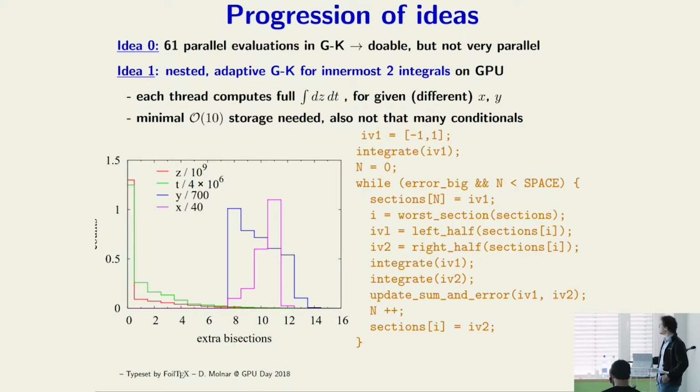You take a section, you have a list of sections, you find the section with the largest error, you halve it, take its left half and right half, do integrals over those, and update your sums and errors for the total integration. You store the extra section that you calculated, then you go back and check again: is it good enough? It turns out that in the innermost integral, this is the number of sections I need. This is the distribution for the Z integral, and for the T integral it's like this. You barely go around 15 sections, so it's limited memory; they don't need so much.